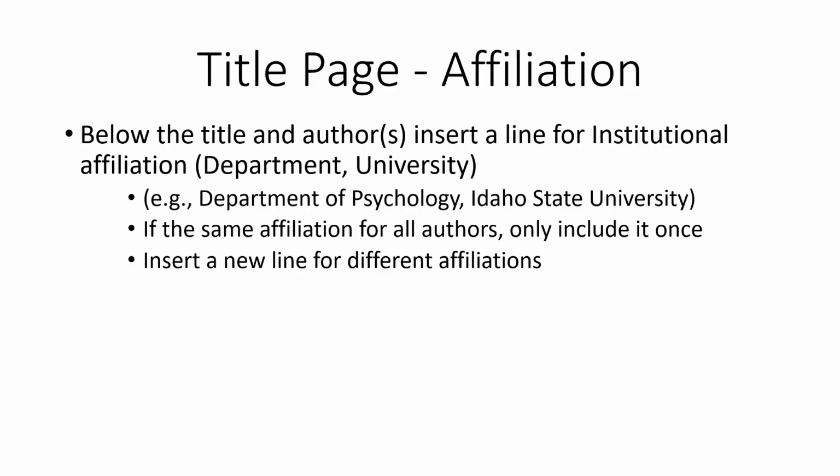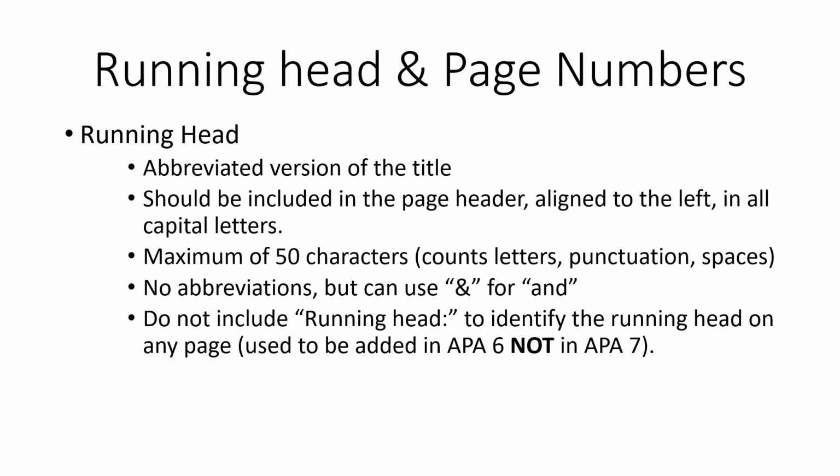Below the title and authors, insert a line for institutional affiliation with department and university. So you would put Department of Psychology, comma, Idaho State University. Since you all have the same affiliation, you only put this once, but if you were collaborating with others from different institutions, you would insert a line for each of these.